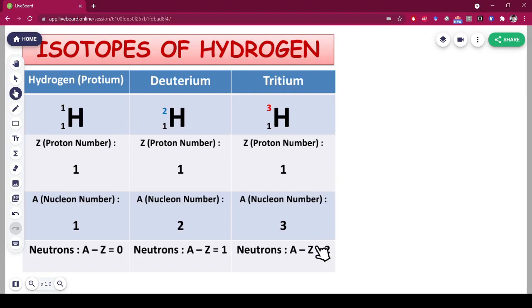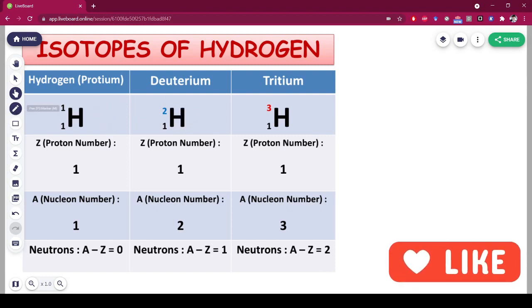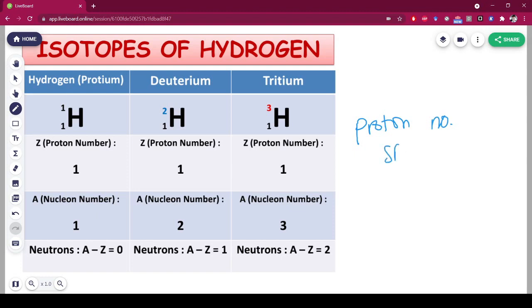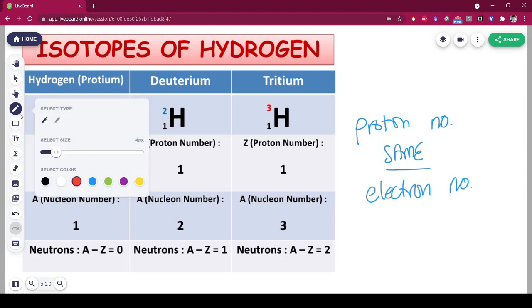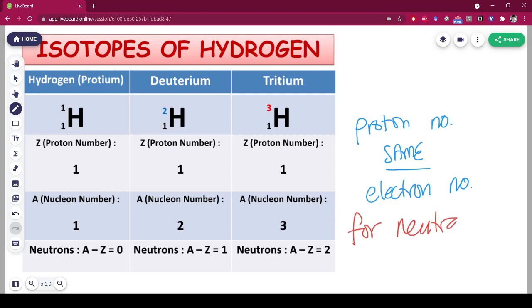So how many electrons in here? Remember, if you do not have a charge, like what you have in here, the proton number is the same as the electron number for neutral species. I'm going to write that properly for you. The word species over here refers to your tritium, deuterium, and protium. Now, proton number will be the same as the electron number. Since they are neutral species, the electrons for all of them will be 1 because they have 1 proton.